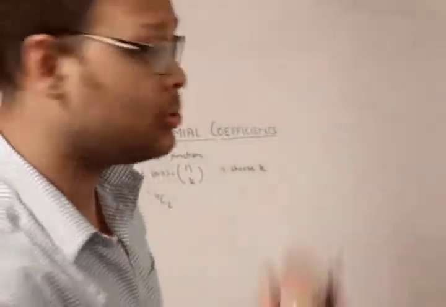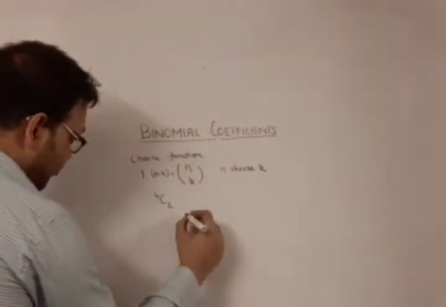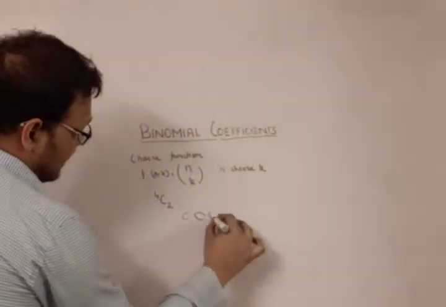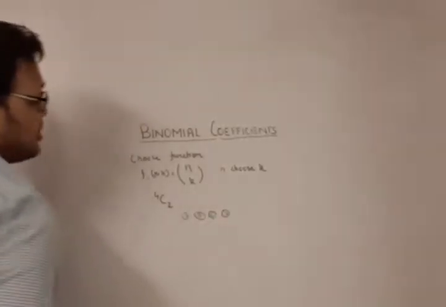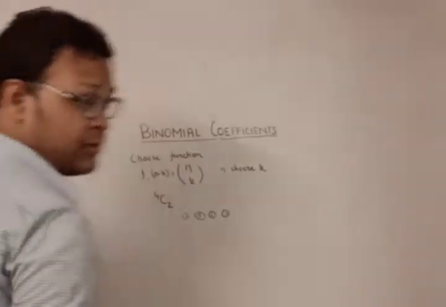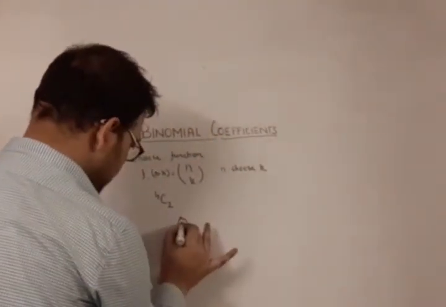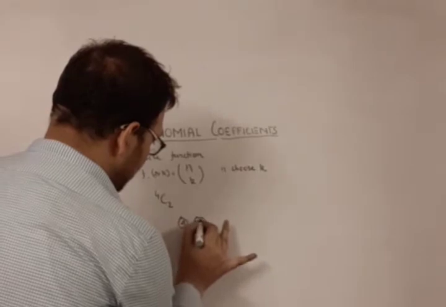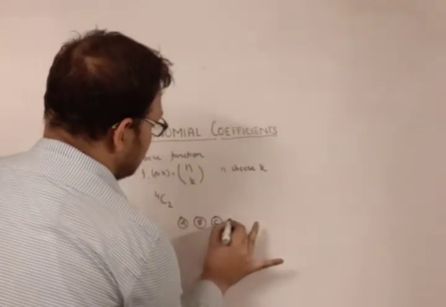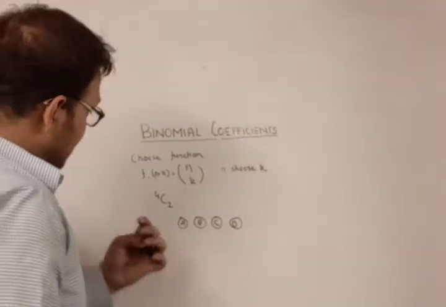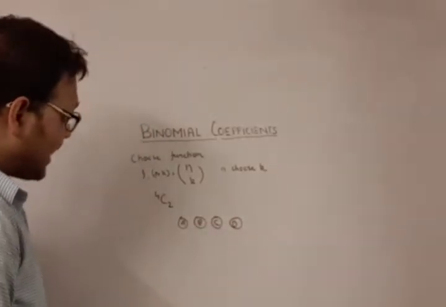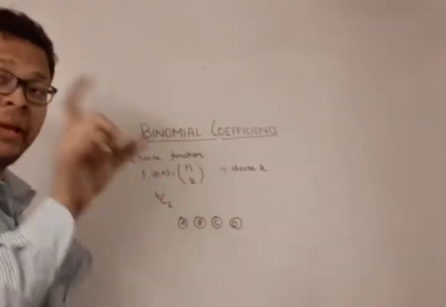So how can I do that? The doing is very simple. I take 4 balls and label them as A, B, C and D. Let me draw it in a bit clarified way. So there are 4 balls, and what I need to do is pick up any 2 of them.